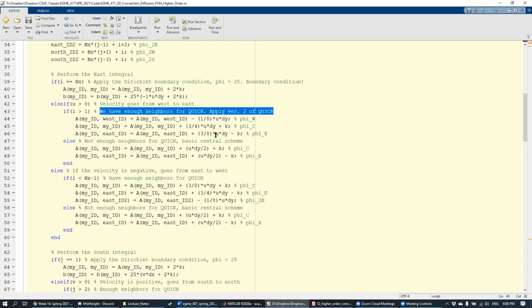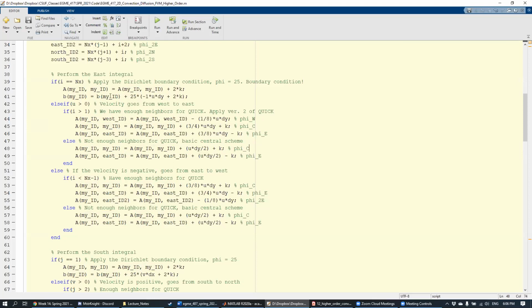Because that's not always a given, because if we don't have enough neighbors, then the code is just going to not be happy. It's going to give you an error, okay? And so in the case where our u is greater than 0, but we don't have enough neighbors for quick, or in other words, we don't have a west neighbor here, right? Then what we do is we go back to our basic central scheme. Okay, and so our basic central scheme for phi sub little e is going to be half phi sub c and half phi sub e. Okay, and that's what you see right here and right here.